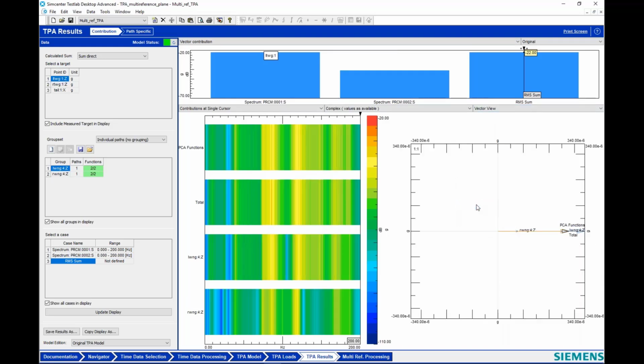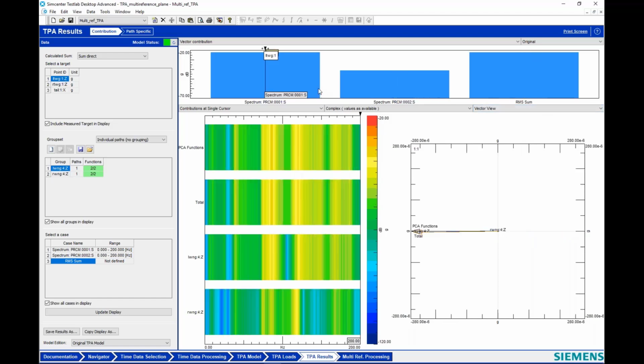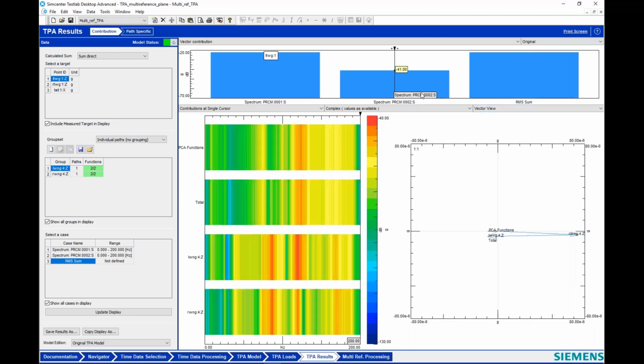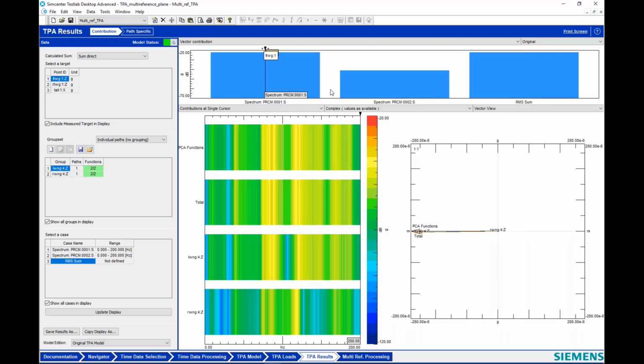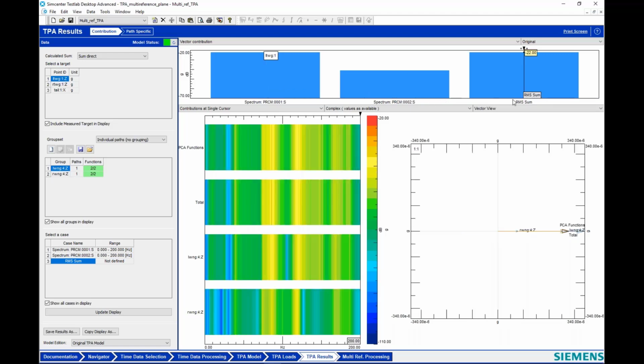Look at it in complex here. Since I'm summing in an RMS manner, you can see there's no phase, but I can look at the measured versus the total contribution. You could also look at each of the different contributions if you want. That's principal component 1 and principal component 2, but usually we're most interested in this RMS sum.